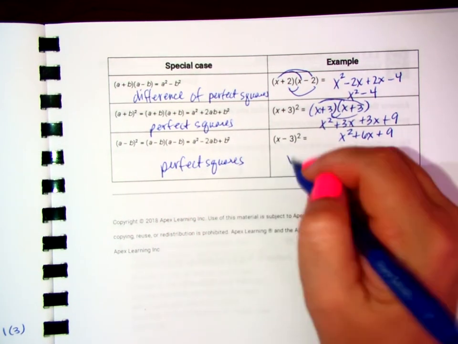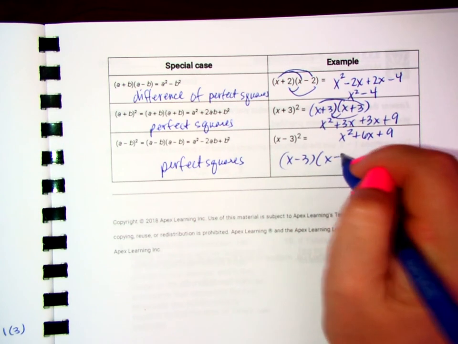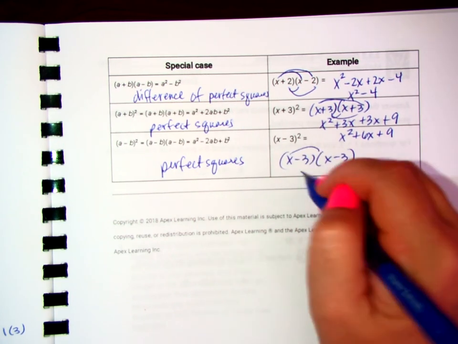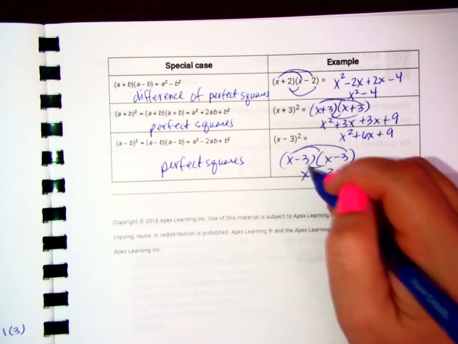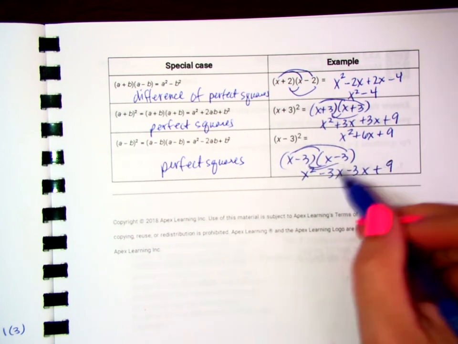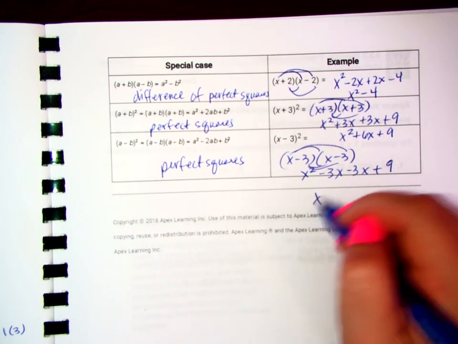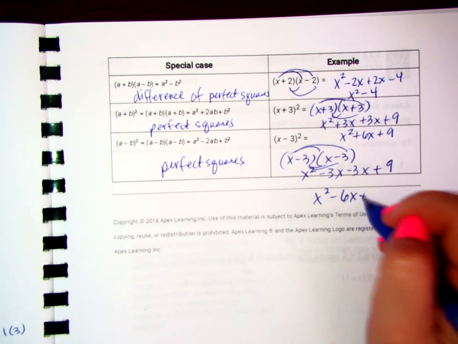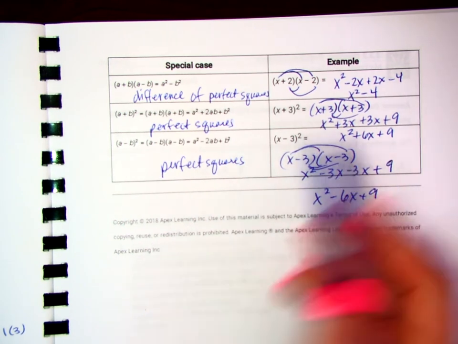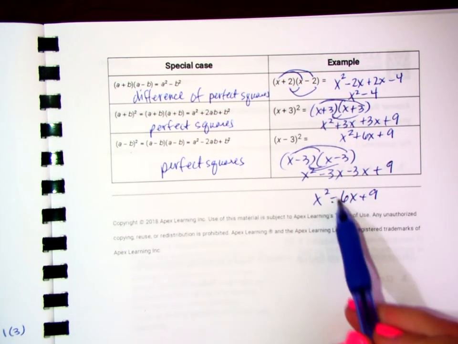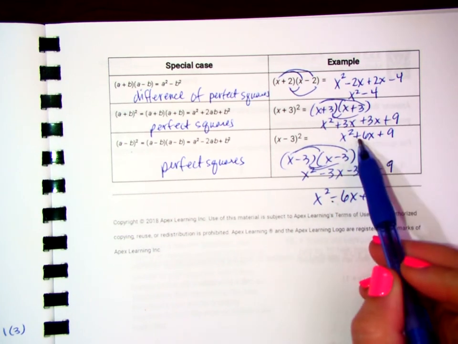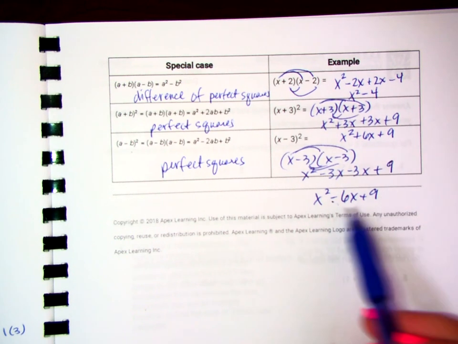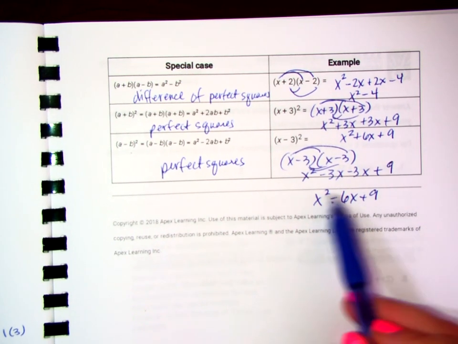Finally, this is another perfect square, because it's the same thing twice, x minus 3. I'm stretching it out. First times first, outer times outer, inner times inner, last times last. Notice the double middle term. Notice that when the perfect square has a minus in it, then the doubled middle term has a minus. Notice that the perfect square, when it had a plus in the middle, the double middle term also had a plus in the middle. And that yields my perfect square double middle term.